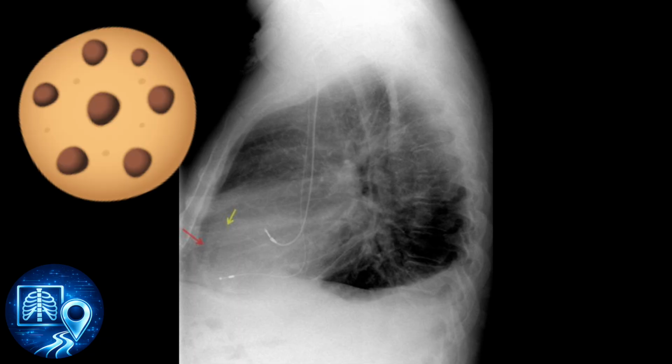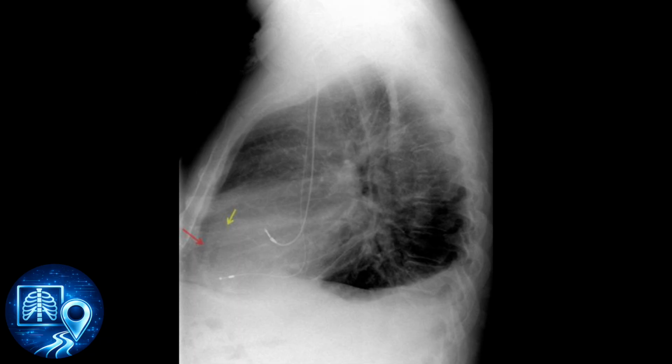Next, the Oreo cookie sign. On the lateral chest X-ray, you see a dense pericardium with fat density anteriorly and posteriorly. This layered appearance resembles an Oreo cookie. This indicates pericardial thickening or pericardial disease, a subtle but important mediastinal finding.